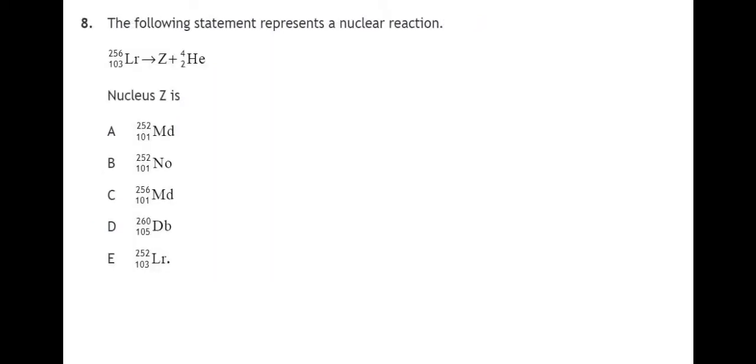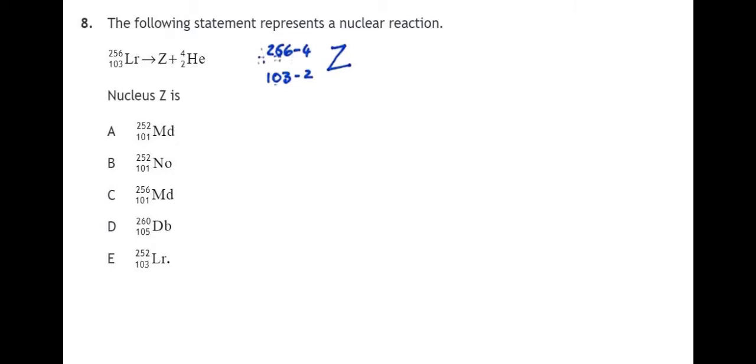Number 8. The following statement represents a nuclear reaction. Nucleus Z is... So what we need to remember is that both the atomic number and the nuclear mass number need to be the same on both sides of the arrow. So in this case, the atomic number is 103 and the nuclear mass number is 256. Therefore, the total on the right-hand side needs to also be 103 and 256.